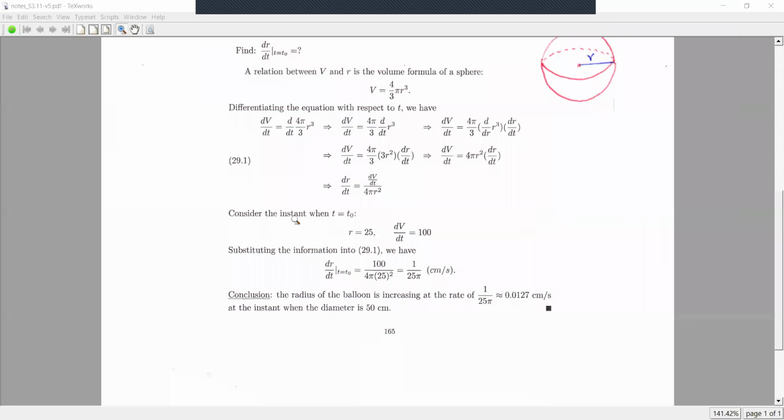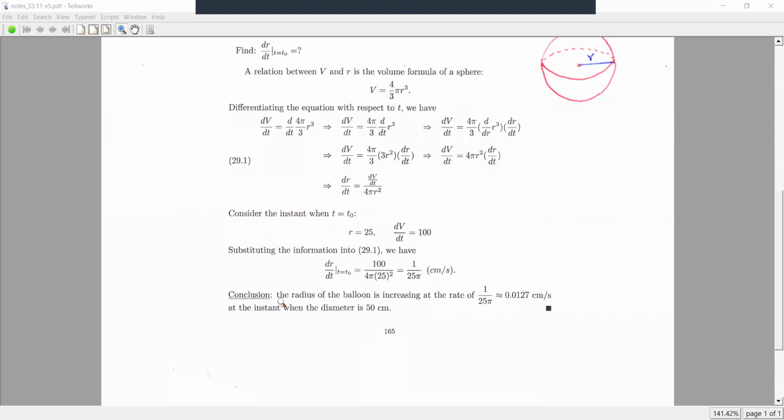Now, consider the instant when time is t0. When time is t0, the radius is 25, and the rate of change of the volume is 100. Plug in this information in this equation. Then, the derivative of r at t0 is 100 over 4 pi times 25 squared. It is 1/25 pi. The unit is cm per second.